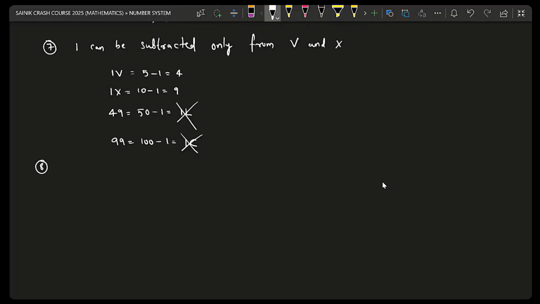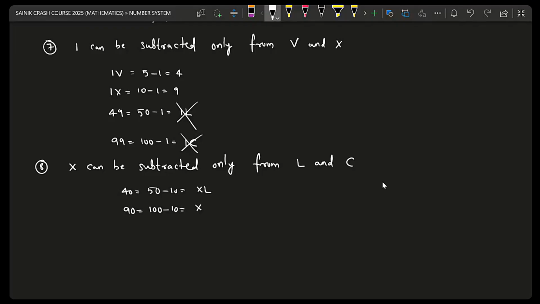Next, the eighth one. After this, we learned X can be subtracted from which two other letters. X can be subtracted only from the next two bigger letters. They are L and C. You cannot subtract X from any other letter. For example, you want to write 40. 40 you can write because 40 is 50 minus 10. You can write XL because X can be subtracted from L. Similarly, you want to write 90. 90 is nothing but 100 minus 10. So you can write it as XC. So this is also the correct way of writing.